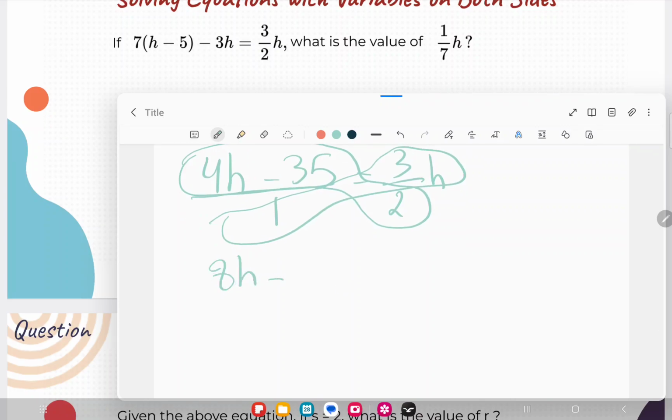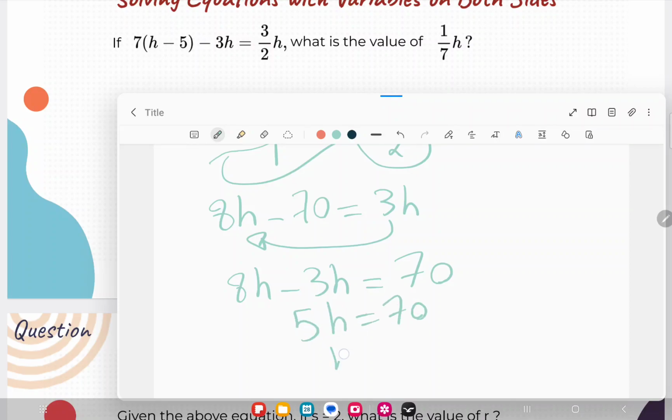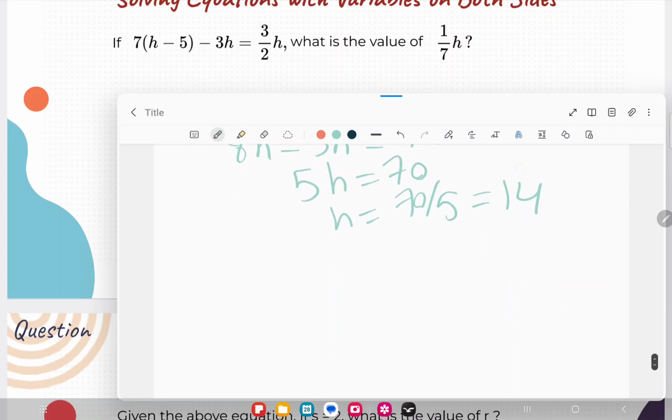So 8h minus 70 is equal to 3h. 3h goes here. So 8h minus 3h is equal to 70. 5h is equal to 70, h is equal to 70 divided by 5, which is equal to 14.